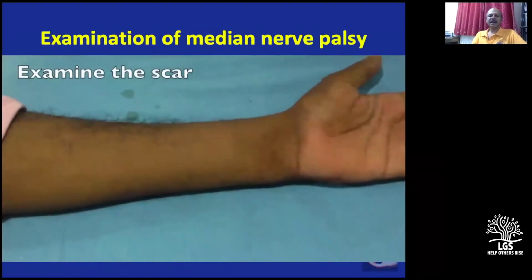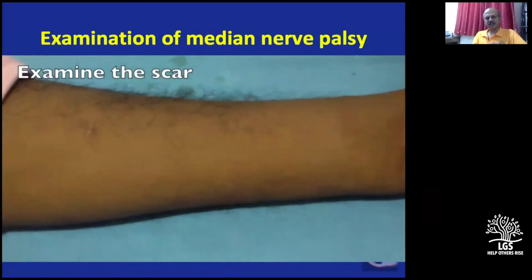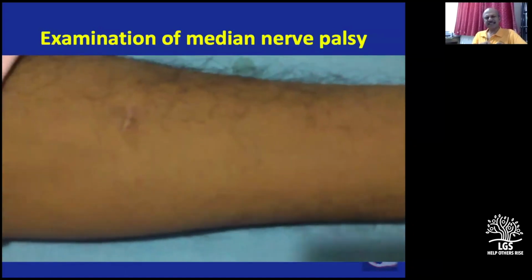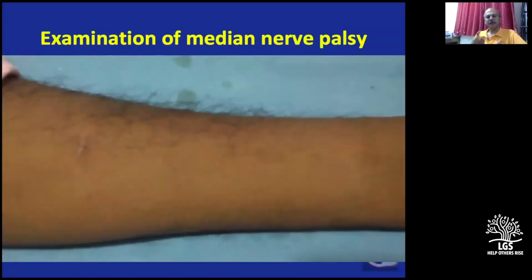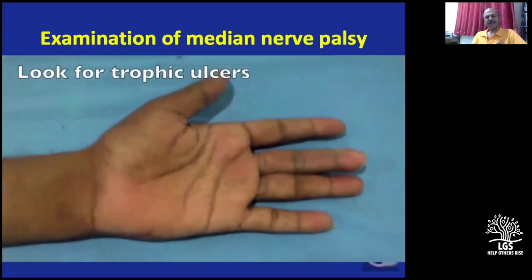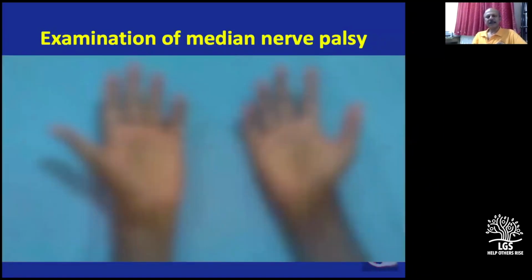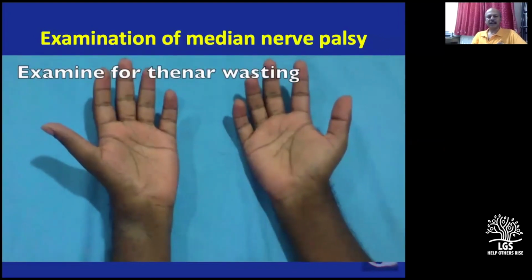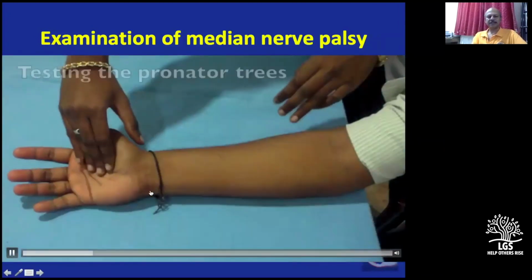Now, examining, first we will look at this patient. He's got only this much. Only this is the scar, but he has got a median nerve palsy. So now we will examine the hand. You will find that there is a wasting. Look at the thenar wasting. You can make out the thenar wasting here.